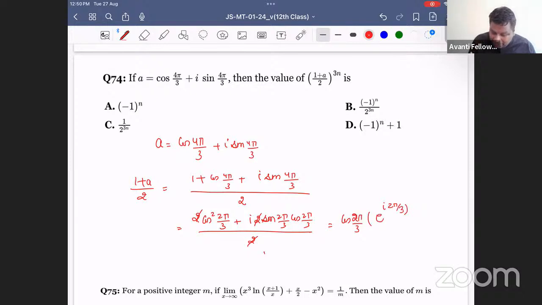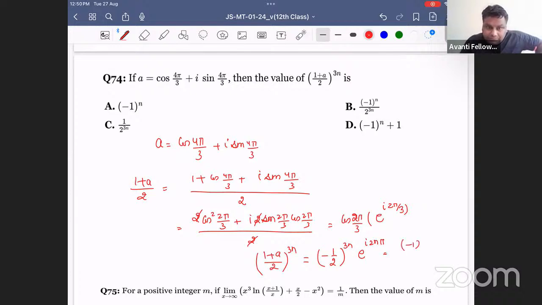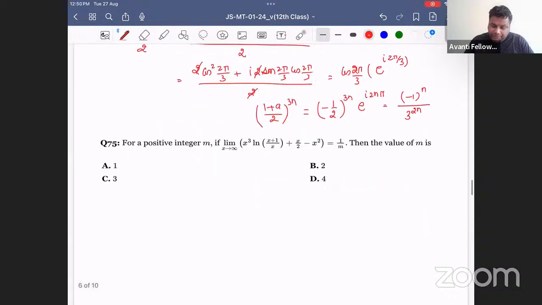So (1 plus a) by 2 raised to the power 3n. Now cos 2 pi by 3 is minus cos pi by 3, that is minus 1 by 2, raised to the power 3n. And simultaneously it will be iota 2n pi, that is cos 2n pi plus iota sine 2n pi, that is 1. So the answer is minus 1 raised to the power n upon 3 to the power 2n, because 3 is odd, only n will decide whether the sign is positive or negative.